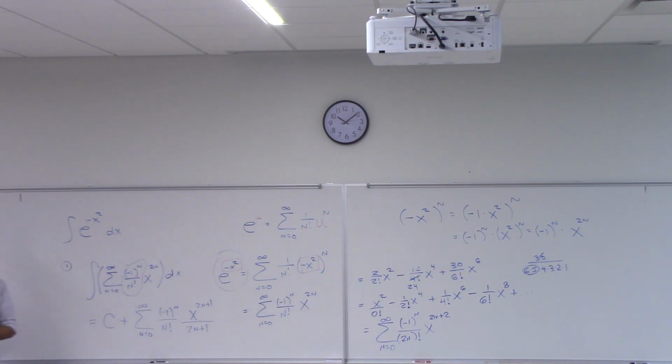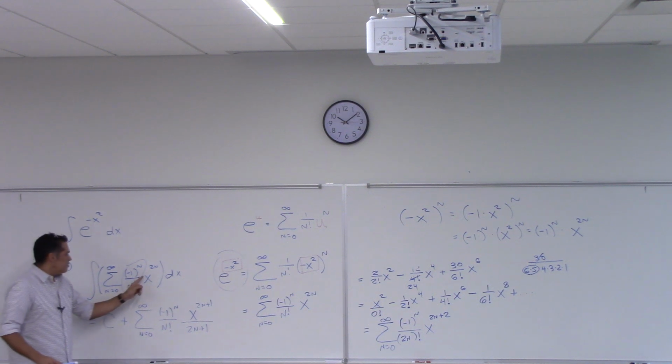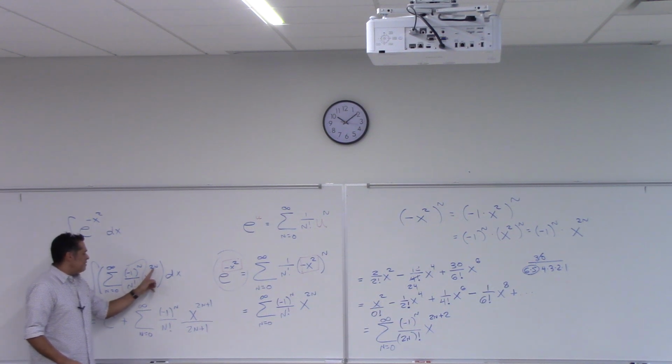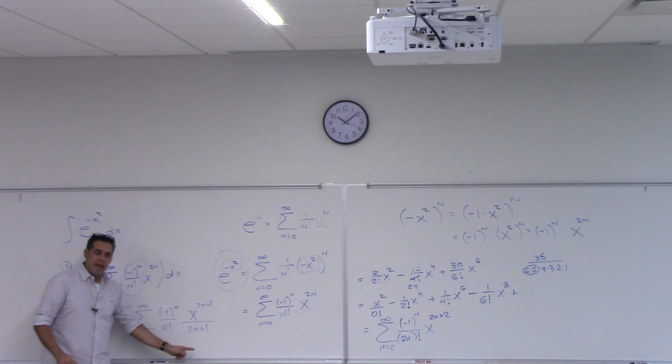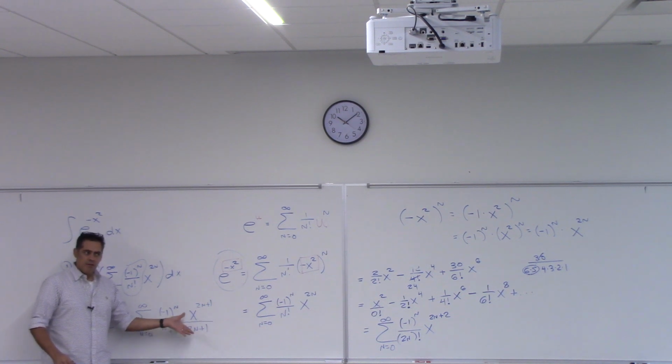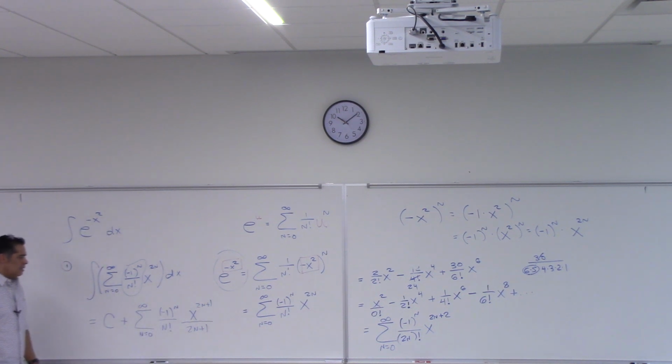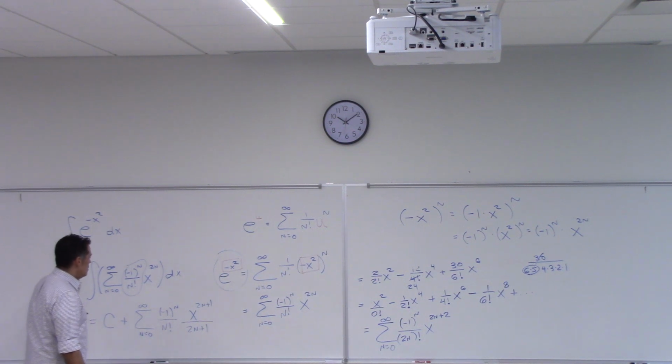That's just power rule, isn't it? If this was x to the 7th power, the antiderivative would be x to the 8th power over 8. Right? That's our basic power rule. So that's the answer. Is that 2n plus 1? Okay.